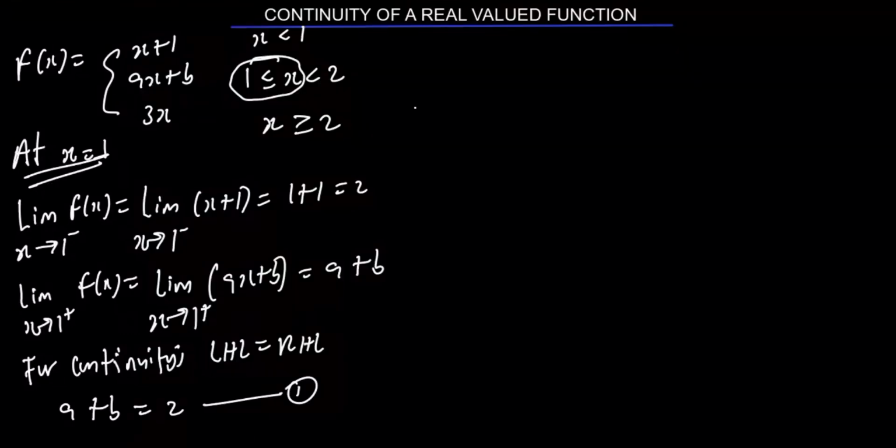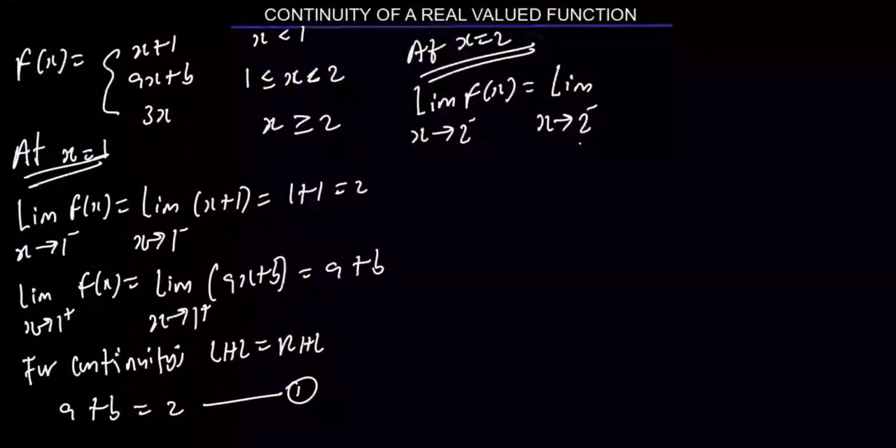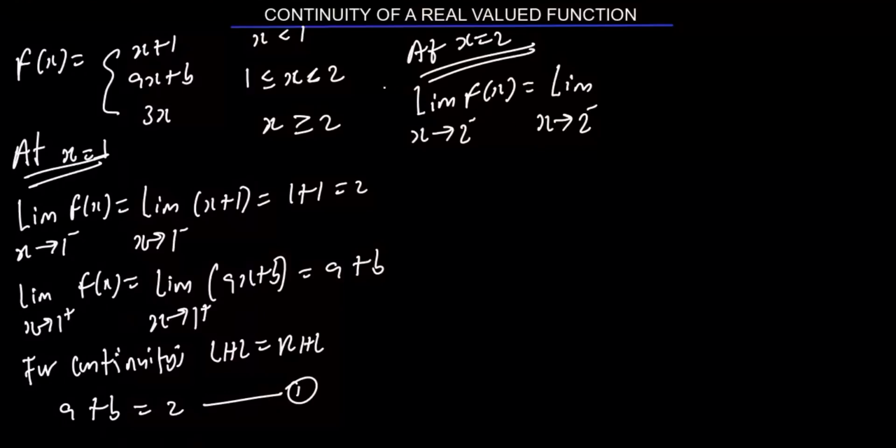Also, I will be checking the continuity at x equals 2, because x equals 2 is also part of this. So let me be checking the continuity at x equal to what? 2. Alright. At x equal to 2, I must check the limit as x tends to 2 from the left of f of x. So what do I have here? The limit as x tends to 2 from the left of which function? Now, 2 from the left means that x less than 2. So it will tell you the function you are picking.